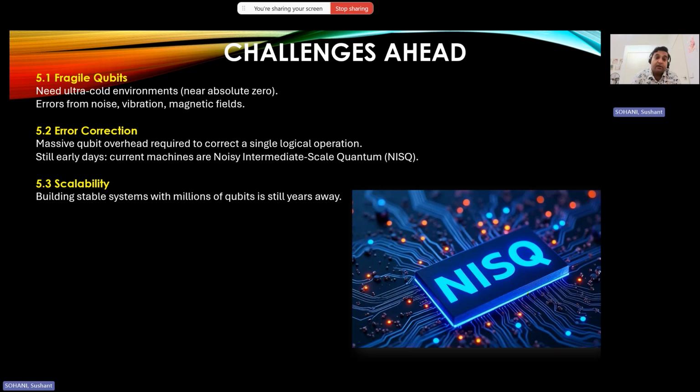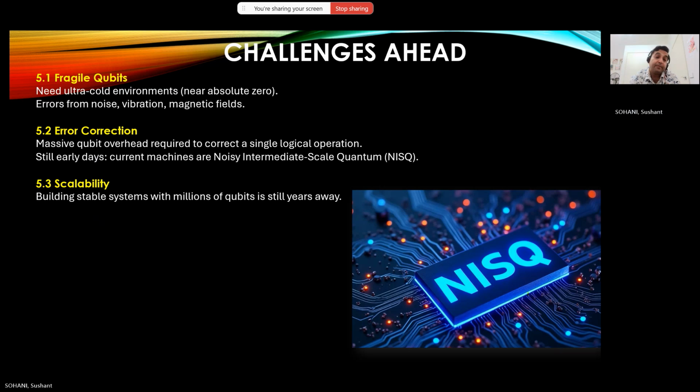Something like a physical lab. Errors from noise, vibration, magnetic fields, all these scientific factors do affect this. That's why they call them fragile qubits.